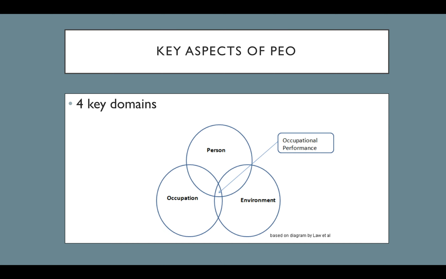So the PEO model has 4 key domains, and these are the person, occupation, environment, and occupational performance. So you can see in this photo that there are 3 circles and they connect in the center to create occupational performance. So using this model helps to recognize the way that the 3 domains, person, occupation, and environment, come together to create occupational performance.